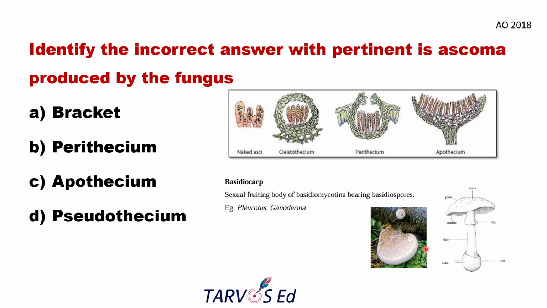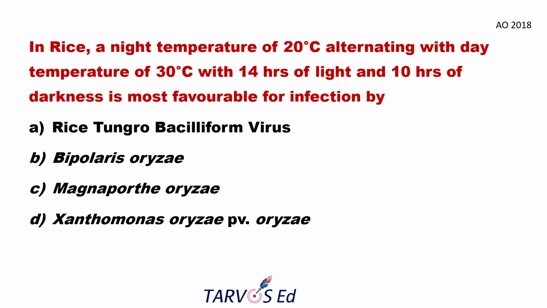Under the surface of the Basidiomycota, it will have minute openings, which release basidiospores. So this bracket is related to the Basidiomycota. The rest all the 3 are related to the Ascomycota. So the correct answer will be the bracket because they have asked about the incorrect answer. Next, I'll read the question.